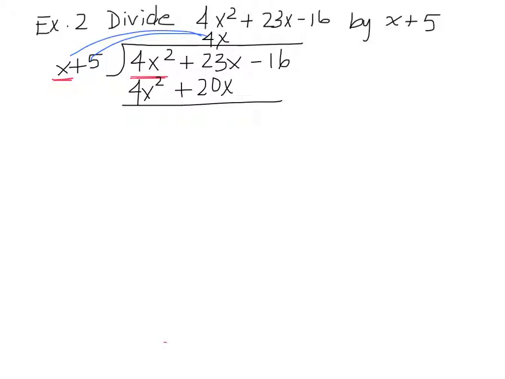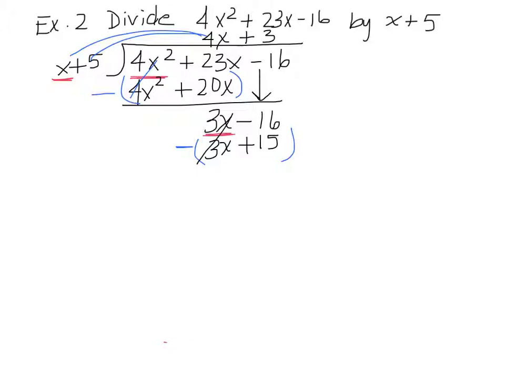From here you change your signs. So you're subtracting. 4 minus 4 is gone. 23x minus 20x gives us 3x. Then you bring down the next term. And you start again. X into 3x goes 3 times. Then you distribute. 3 times x is 3x. 3 times 5 is 15. Then I'm going to subtract. So 3 minus 3 is gone. Negative 16 minus 15 is negative 31.